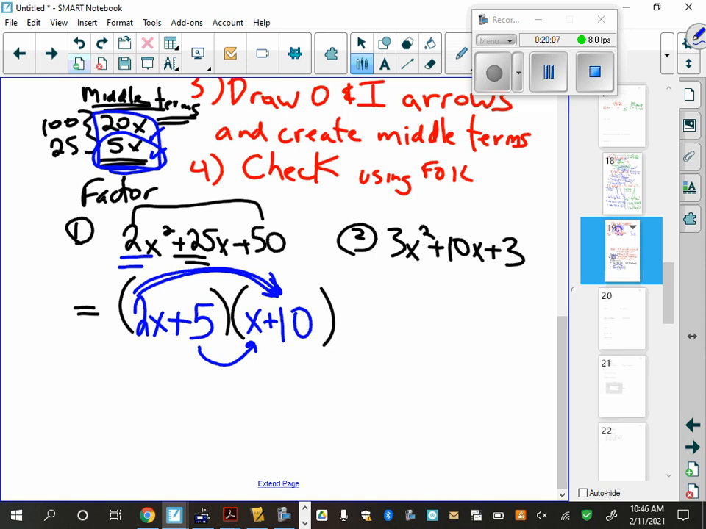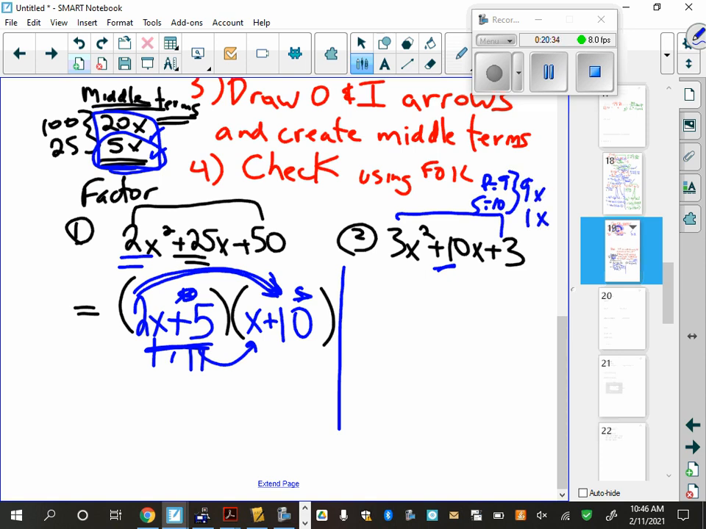But this is what you can't do. You can't put the 10 here and the 5 here. These two aren't being multiplied together. It's the O and the I arrow that are being multiplied together. And if you did that, obviously your FOIL wouldn't work anyway. Okay, let's do this one. Sum product: two numbers that multiply to 9 and add to 10 are 9 and 1. So you need a 9x and a 1x.